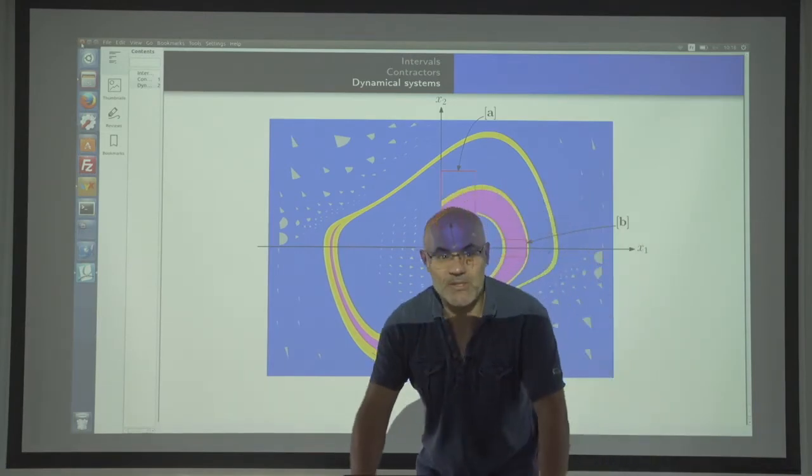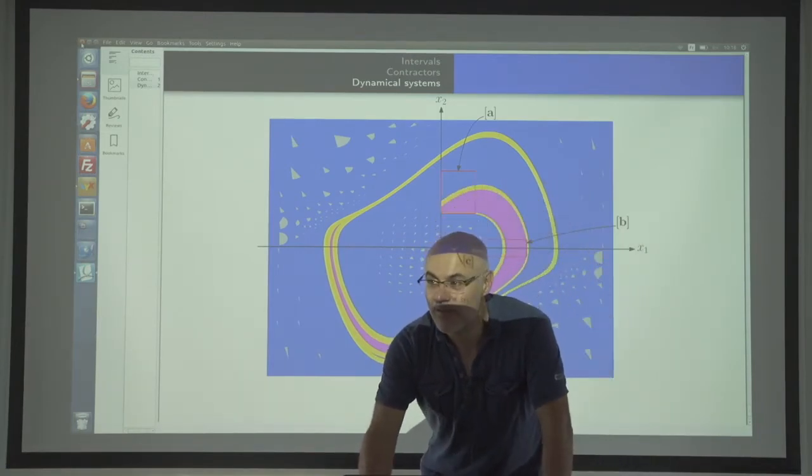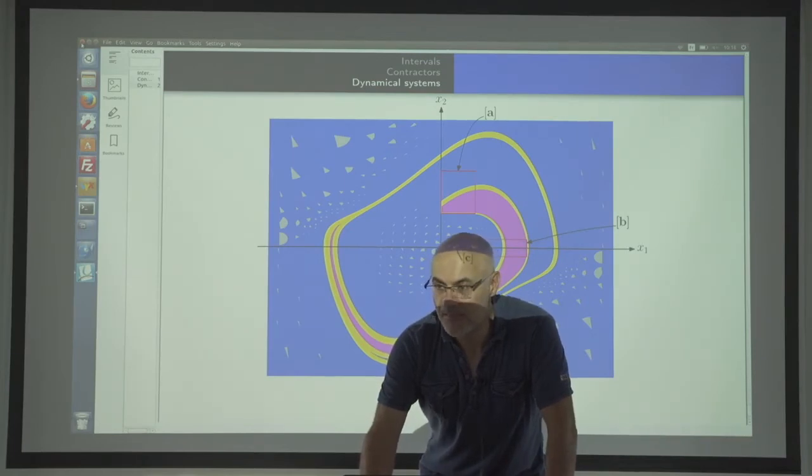So the main problem is the dimension. You had this function phi, which was the solution. Did you use that? No, that was just for the definitions.